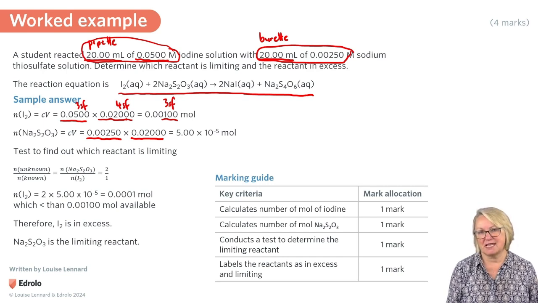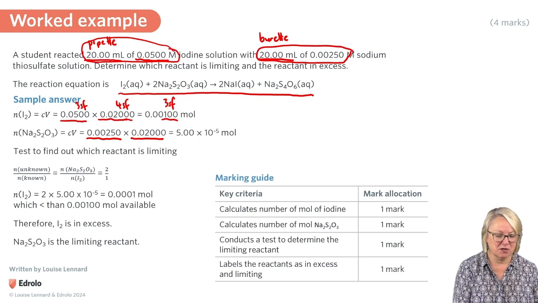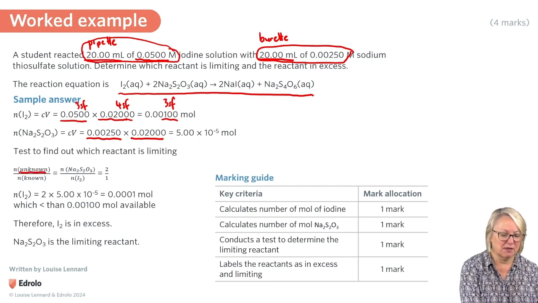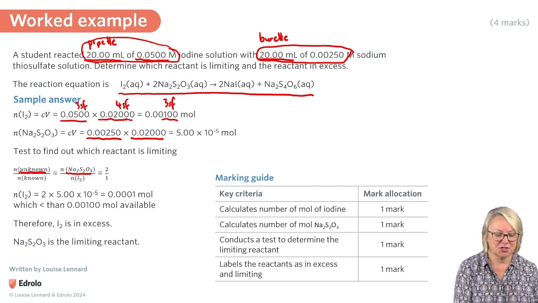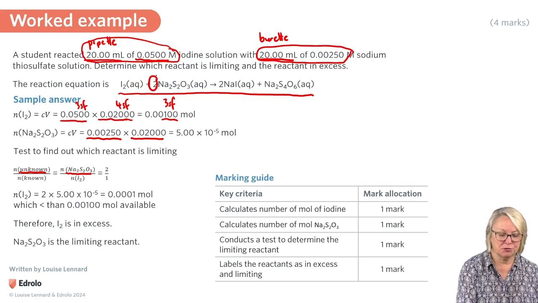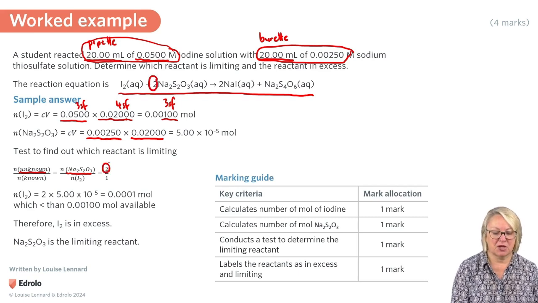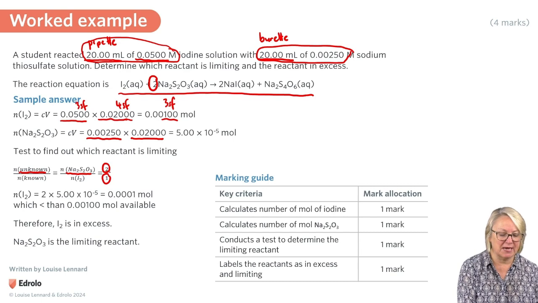Then we have to do a test to find out which reactant is limiting. It doesn't matter which you call the unknown or the known as long as you're consistent. So let's call the unknown the Na2S2O3. The coefficient is 2. The coefficient of iodine is 1.